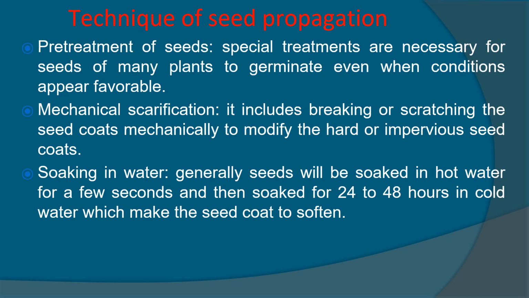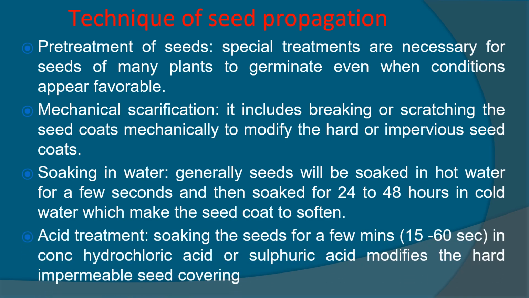Soaking in water. Generally, seeds are soaked in hot water for a few seconds and then soaked for 24 to 48 hours in cold water, which makes the seed coat soften. Acid treatment. Soaking the seeds for a few minutes in concentrated hydrochloric acid or sulfuric acid modifies the hard impermeable seed covering.